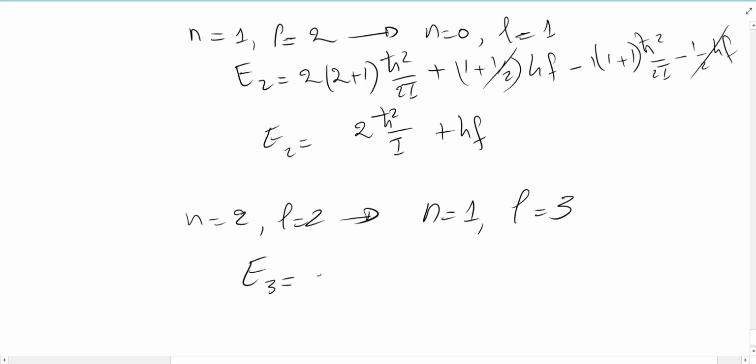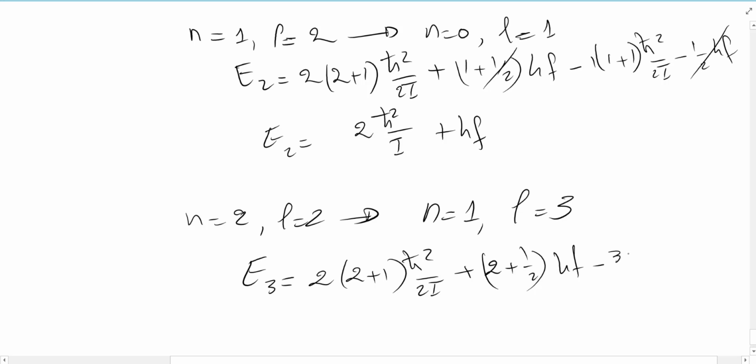So it's going to be 2 times (2 plus 1) times h bar squared over 2I, plus, again, now we have (2 plus 1/2) times hf, minus, in this case L is equal to 3, so it's going to be 3 times 4 times h bar squared over 2I, minus, again, (1 plus 1/2) times hf. Always you have an hf in here, because you have 2, so it's going to be just an hf in here. How about these numbers in here?